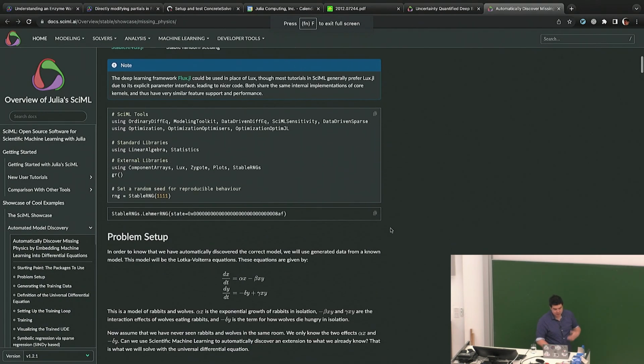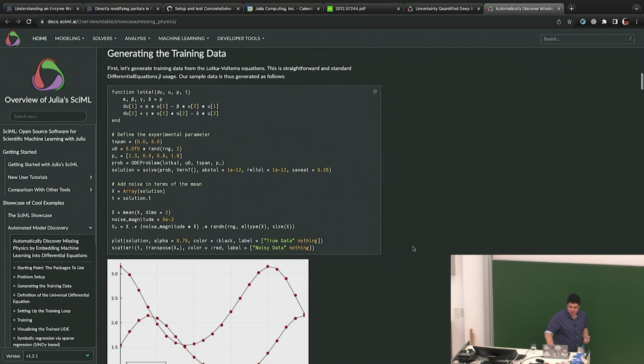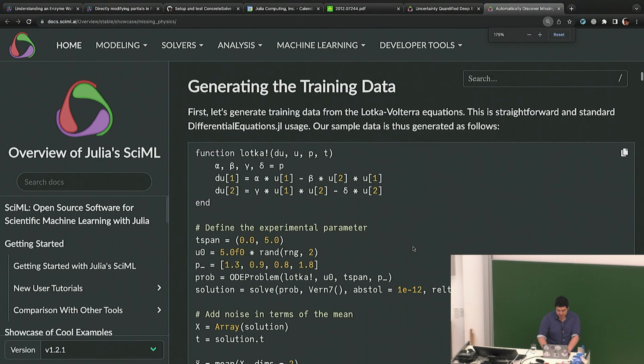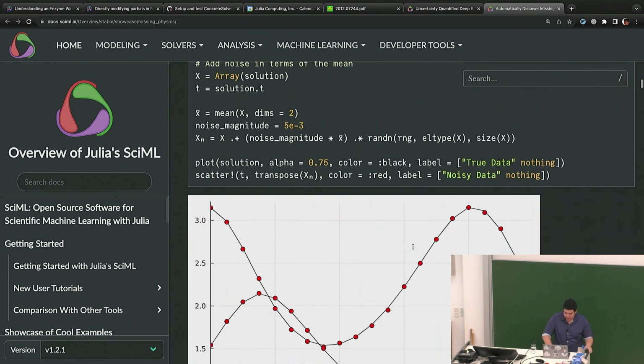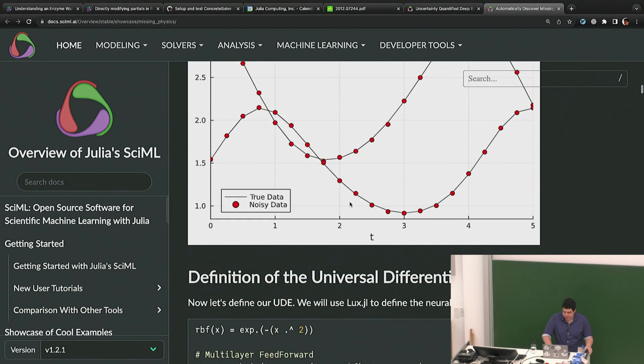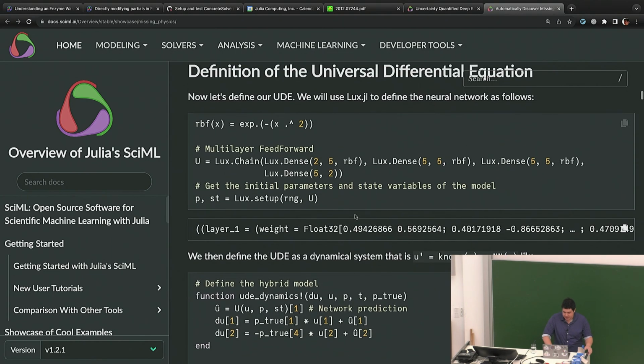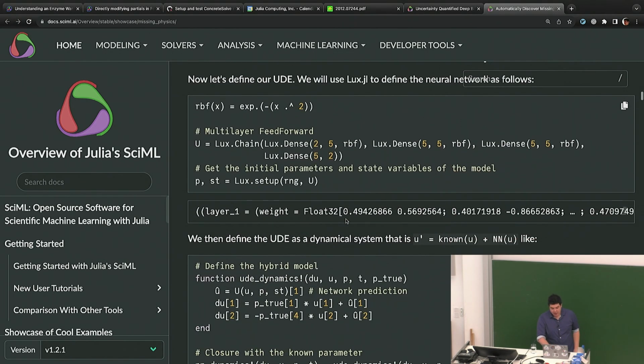At the beginning, we just import libraries. What we're going to do is generate training data. We take an equation that we know and generate training data from it just by solving an ODE. We add some noise to it, and this is the data that we're going to train on. Now we define U to be this neural network.